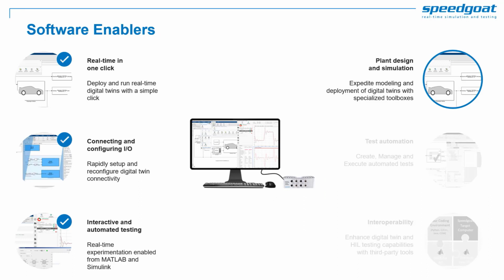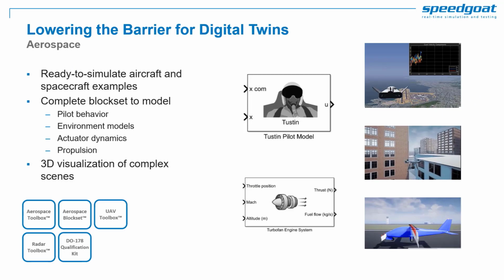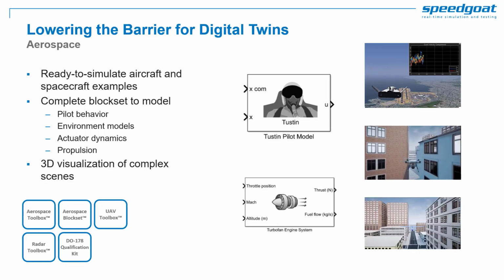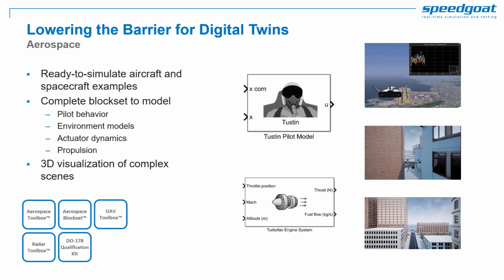In MathWorks and Speedgoat's unified solution, you benefit from seamless integration, not only with MATLAB and Simulink, but with a manifold of additional MathWorks products that can help you with the creation and deployment of high-fidelity digital twins. For instance, aerospace-focused products like Aerospace Blockset and UAV Toolbox provide you with ready-to-simulate reference examples of aircraft, spacecraft platforms, as well as UAVs.